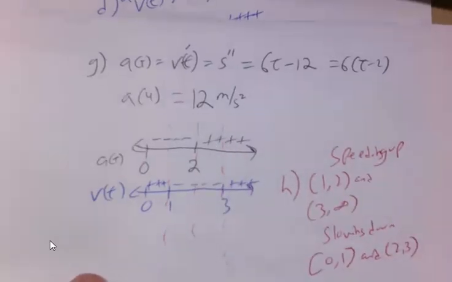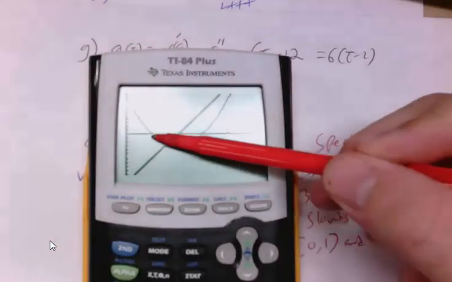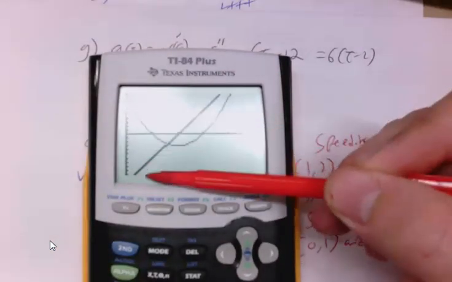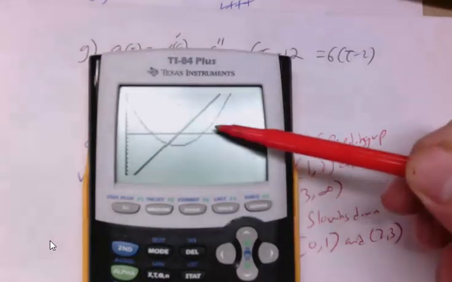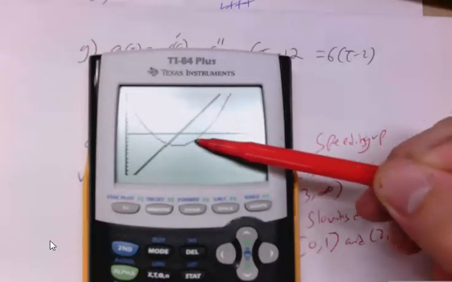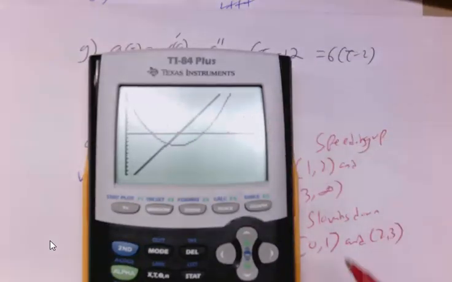And you can check that on the graph. Again, between 0 and 1 you have positive velocity but negative acceleration. Between 1 and 2 you have negative both. Between 2 and 3 you have positive acceleration but negative velocity. And then after 3 you have positive both. So you can see your answer there as well.